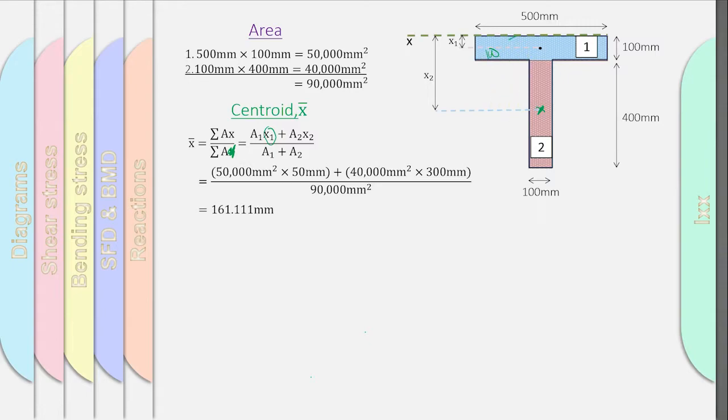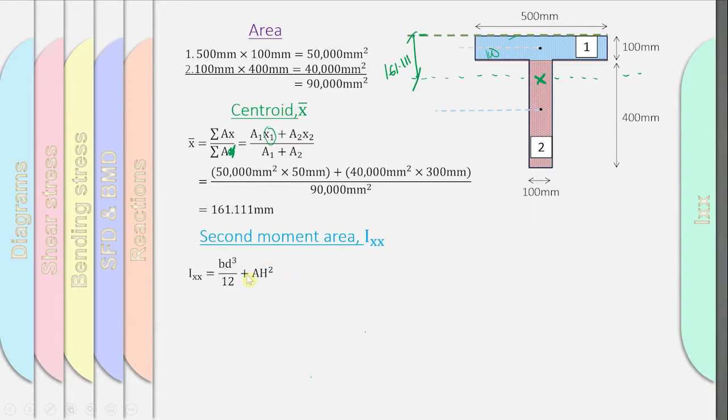Jadinya you dapat value centroid ni daripada top, mungkin 161 tu mungkin kat sini lah. Okay. Jadi centroid dia adalah 161.11. Kat sini sebenarnya centroid of this whole section. And then we're going to calculate for second moment area, IXX. And we know the formula is BD cube over 12.